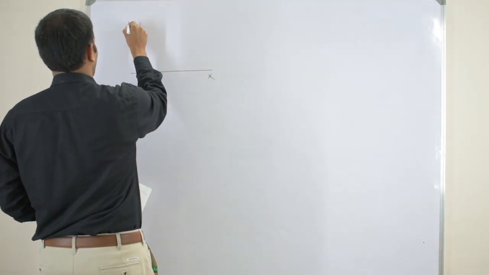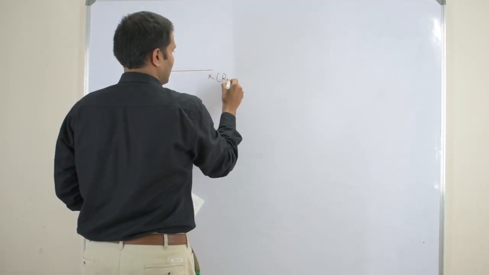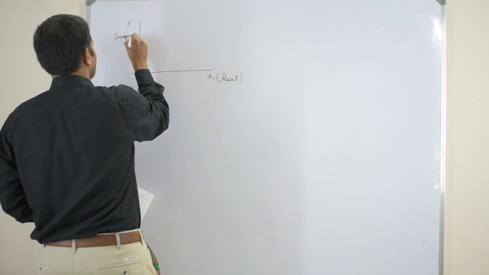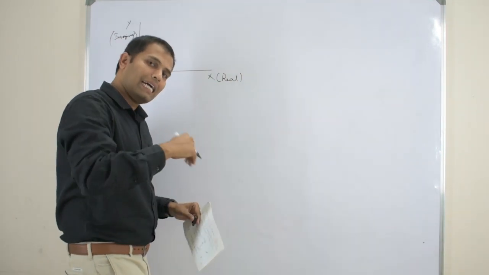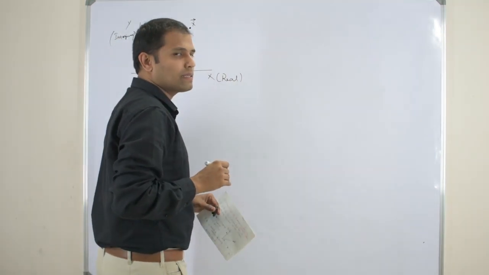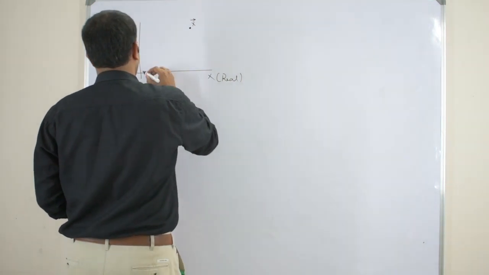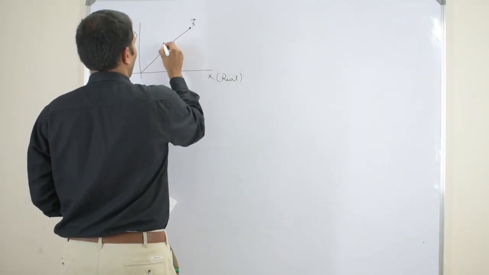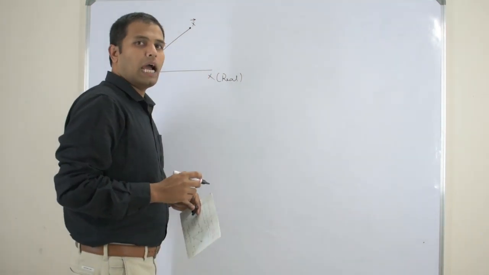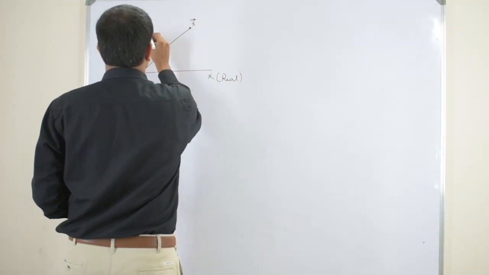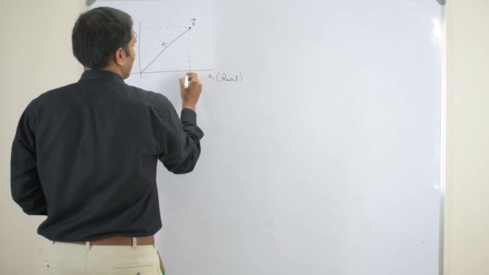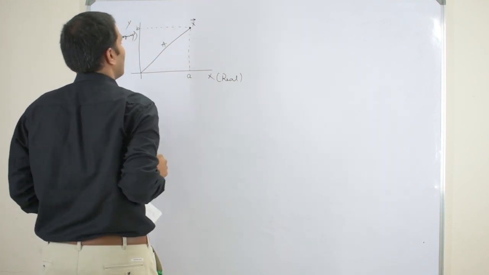So in the xy plane, x is the real part and y is the imaginary part. Consider a vector x bar whose magnitude, or amplitude, or absolute value is A, and the coordinates of this vector in the real and imaginary plane are small a and small b.